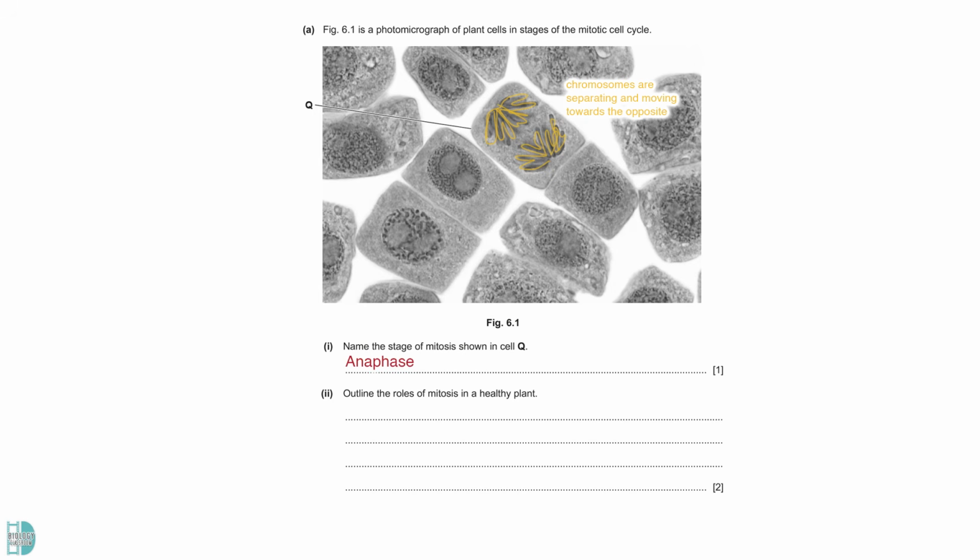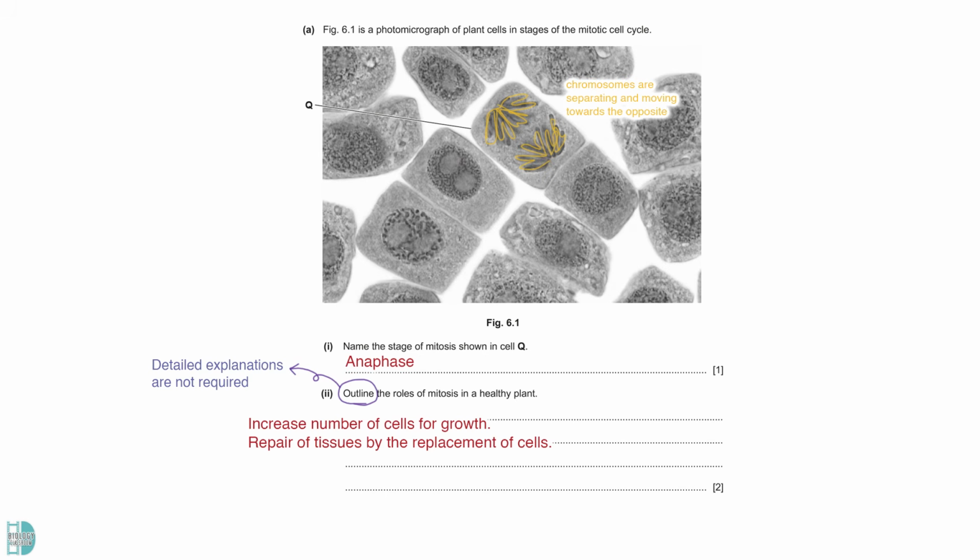Outline the roles of mitosis in a healthy plant. When the question says outline, it means that you don't have to explain in detail. So, just provide 2 roles of mitosis in a plant, then you will get the 2 marks. Firstly, it is to increase the number of cells for growth. Secondly, repair of tissue by replacement of cells.